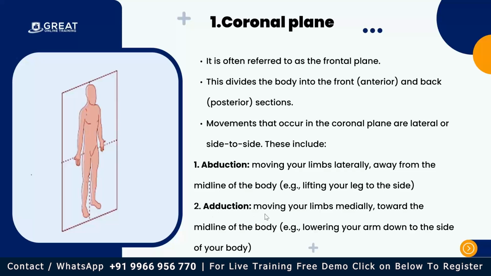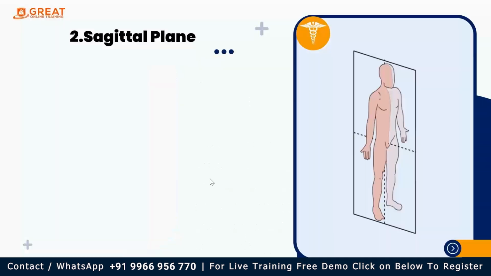Whereas adduction means moving your limbs medially towards the midline of the body. For example, lowering your arms down to the side of the body. So abduction and adduction are the movements that occur in the coronal plane. Okay, please remember these two terms. Abduction means moving limbs away from the body, and adduction means moving limbs towards the body. Any doubt? Because this is also important. You will get a straightforward question on this. Yeah, no, I'm clear.